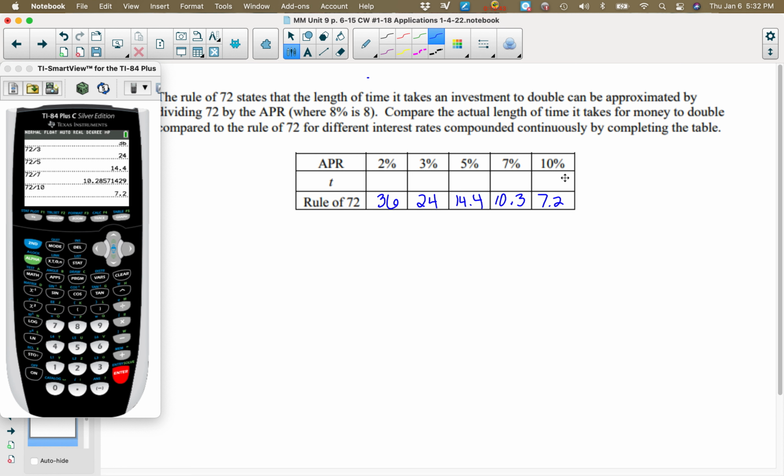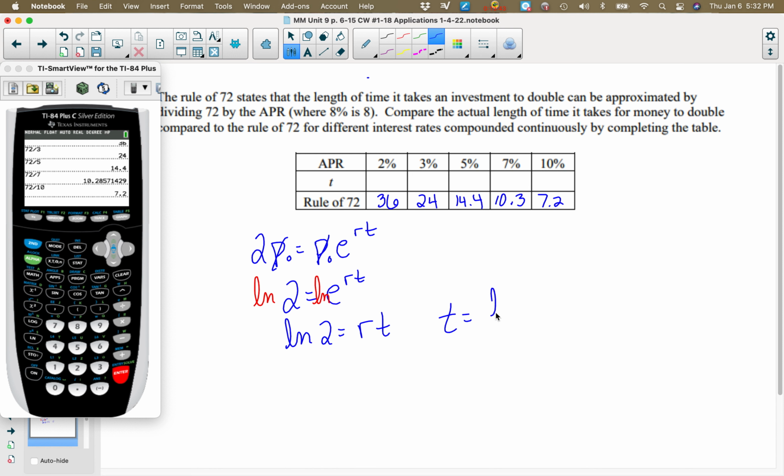Okay, so how does that compare to the actual amount of time using the formula for doubling your money? Well, remember, if we were doubling our money, then whatever we start with is our starting basis, so these are going to cancel. So you're always going to end up with this if you're doubling your money. So if I natural log both sides, then I'm always going to end up with ln2 equals r times t. So then if this time I'm trying to solve for t, t is just going to be ln2 divided by r.